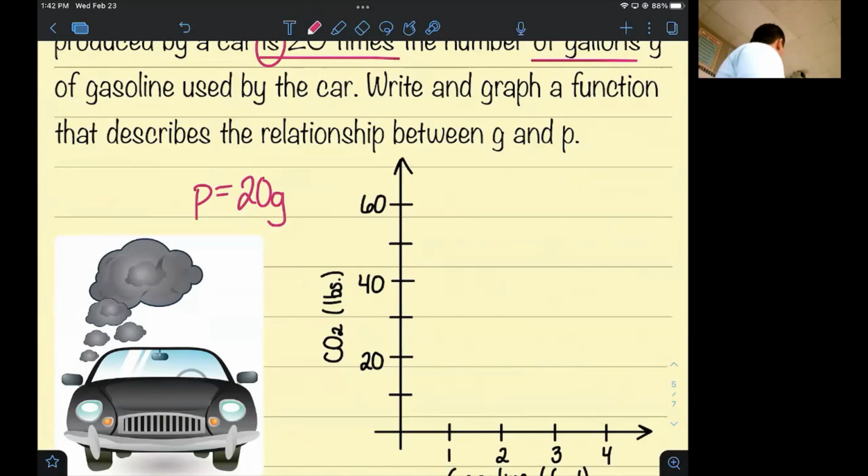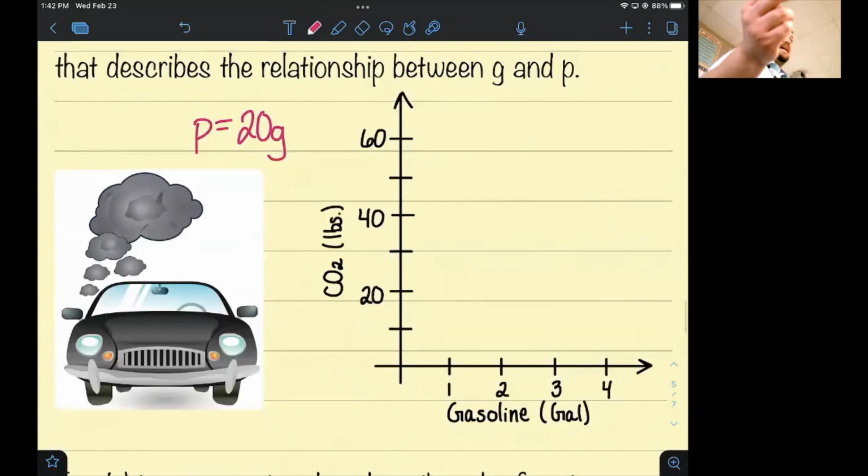Jacoby, what's the y-intercept of that equation? If I don't use any gallons, I'm not going to produce any carbon dioxide. So we can start here at 0, and then I want you to use your slope to graph the line.